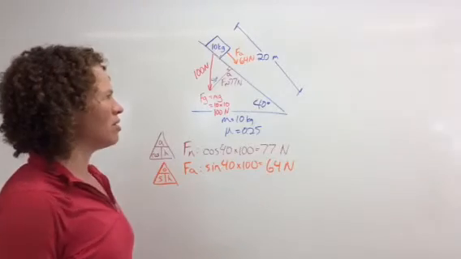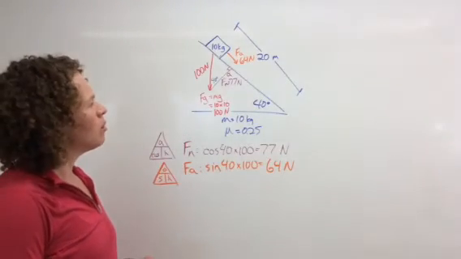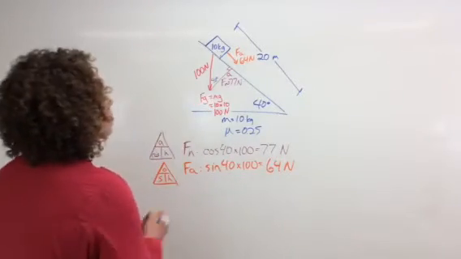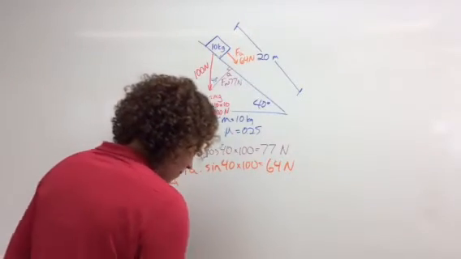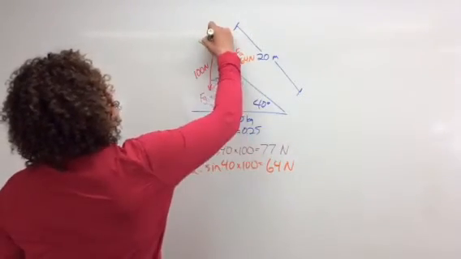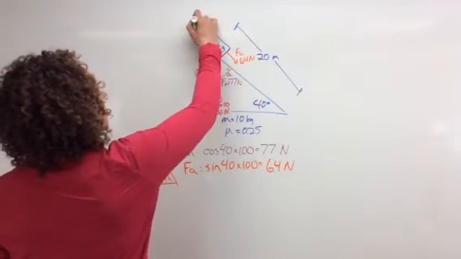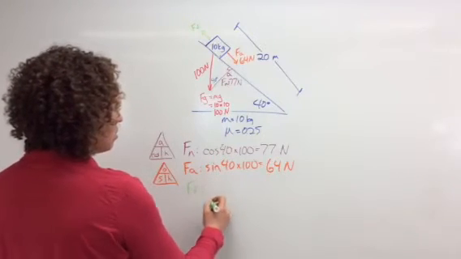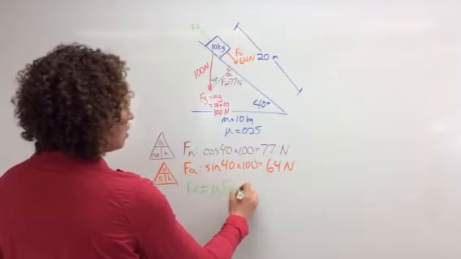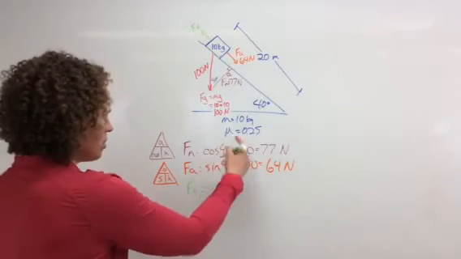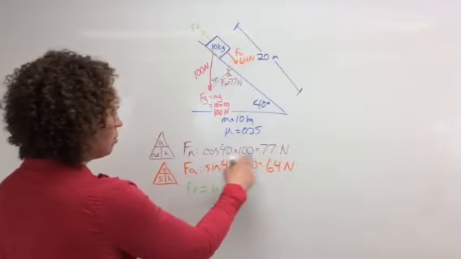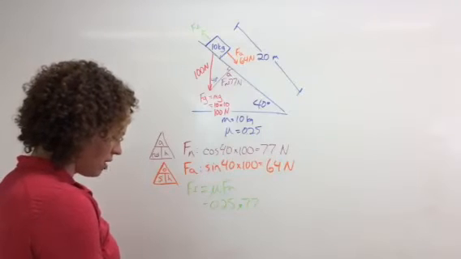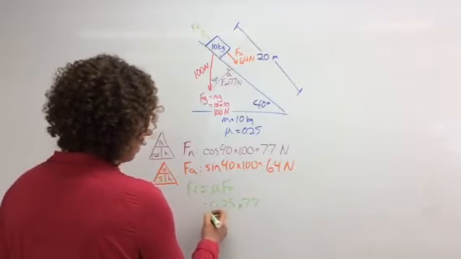right here. Now, why did I bother to solve all of them? Why didn't I just do the FA? Well, because I've got another force going up this way, and that's the force of friction. And the force of friction is equal to mu times the normal force. I have mu, it's 0.25. I have the normal force, it's 77. So I use my calculator, 0.25 times 77 gives me 19.25.